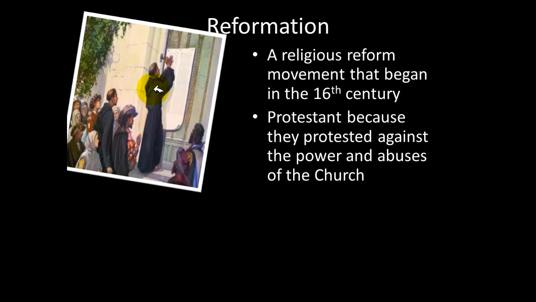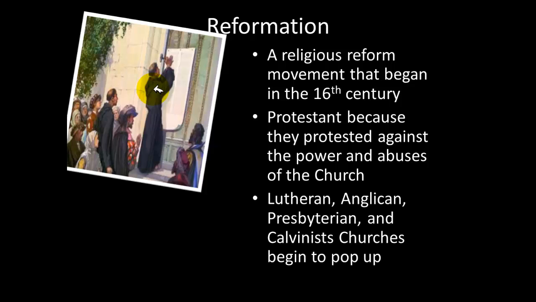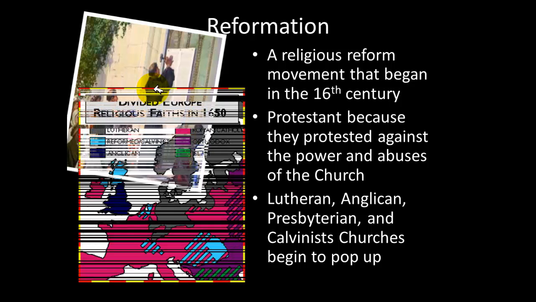And it was Protestant, and they call it Protestant because these people were protesting against the corruption that was found in the Catholic Church at this time. This is when we start to see the arrival or the development of new religions, different splinters of Christianity, different denominations of Christianity. Lutherans, Anglicans, Baptists, Presbyterians, Catholic, Calvinist churches started popping up.